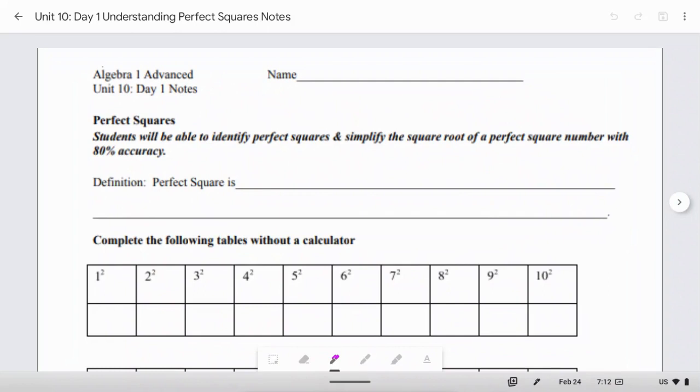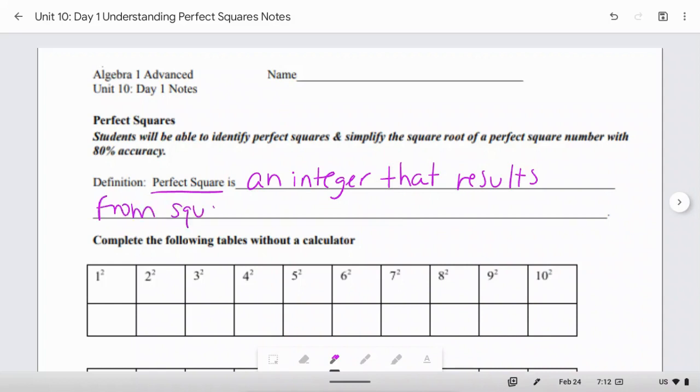So the formal definition of a perfect square number is an integer that results from squaring another integer.